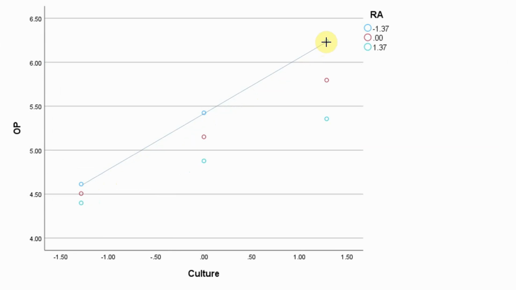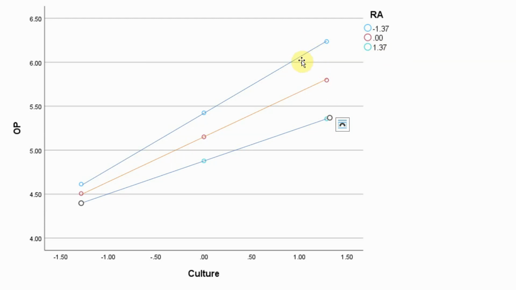Here it is. Now let's do the other line. Here it is. Now let's do the other line. Here it is. So this is minus 1.37 level and plus 1.37. Now if you look here, this line here is the higher level of role ambiguity, the average level of role ambiguity, and the low level of role ambiguity.